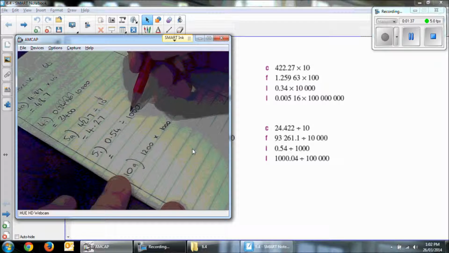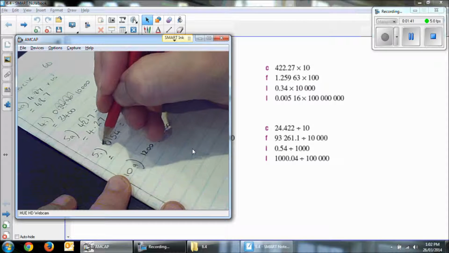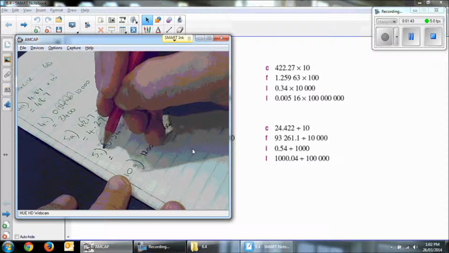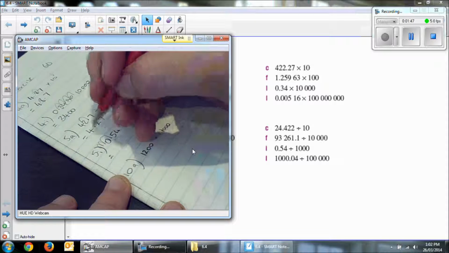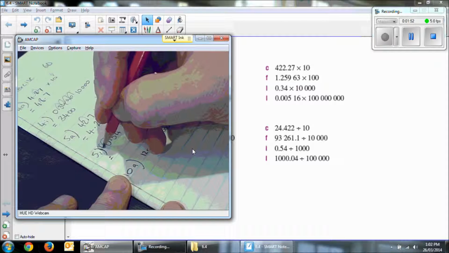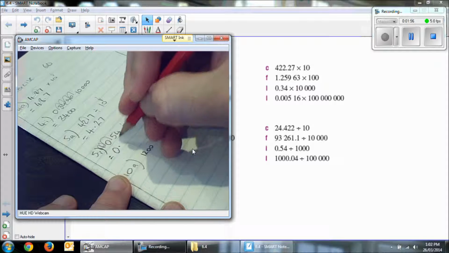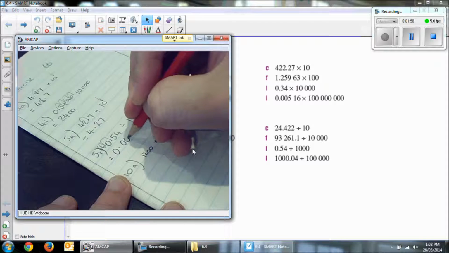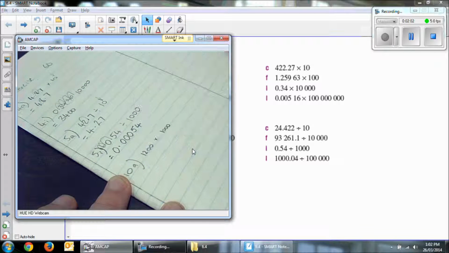Okay. Next up, divide by 1,000. So here we have 1, 2, 3 zeros. So we need to move three times. Once again, we're going to need to create zeros, 2, 3 times. So our decimal point is going to end up here. We're going to have a 0 and a 0. So that means our answer will be 0.00054.